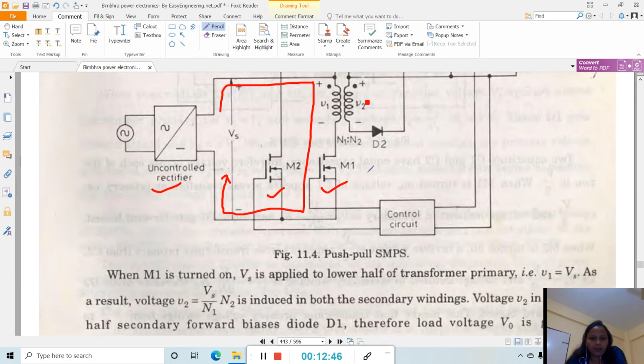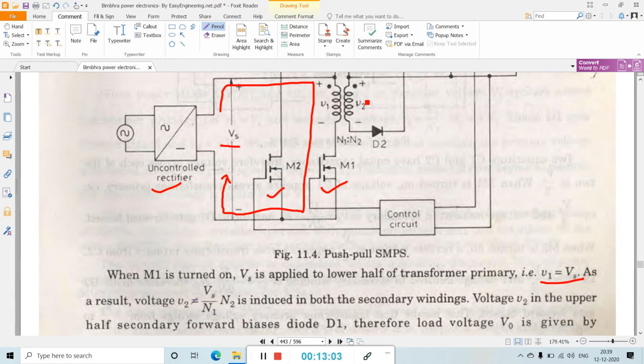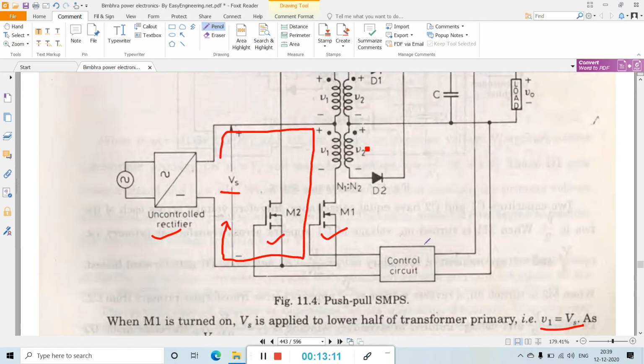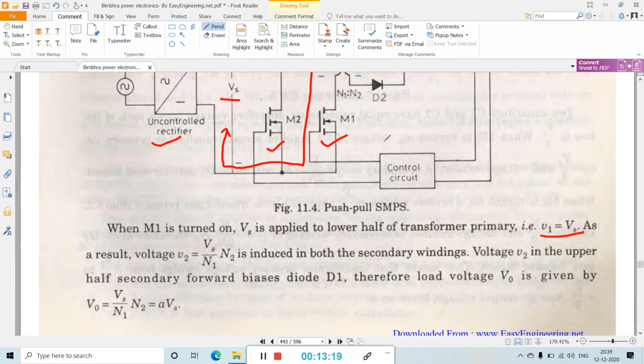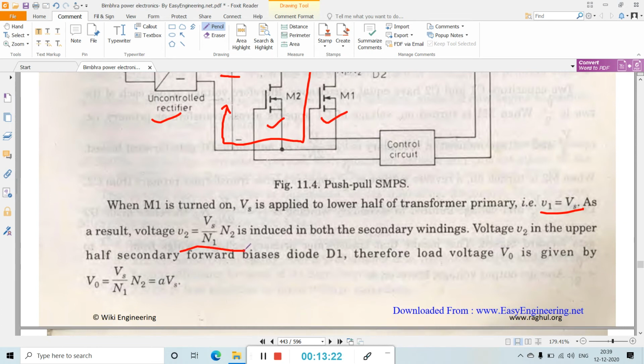So when M1 is turned on, Vs is applied to the lower half of the transformer primary. That's why V1 is equal to Vs. As a result, voltage V2 equal to Vs into N2 by N1 is induced in both the secondary windings. So V2 is here also and here also, in both halves of the secondary winding.